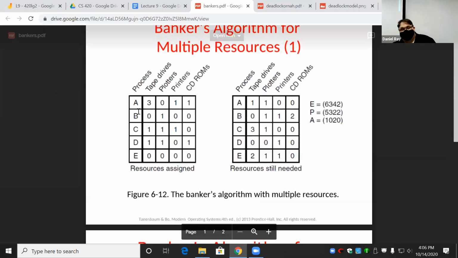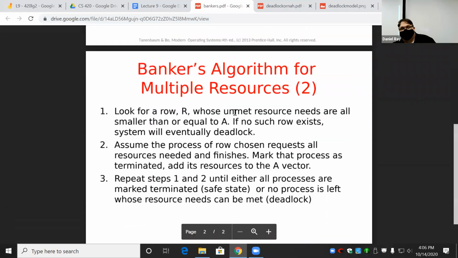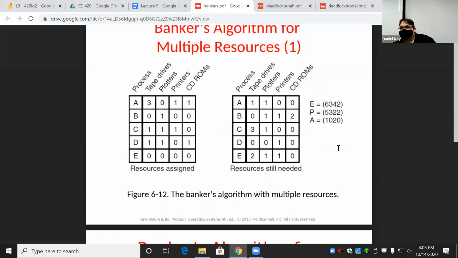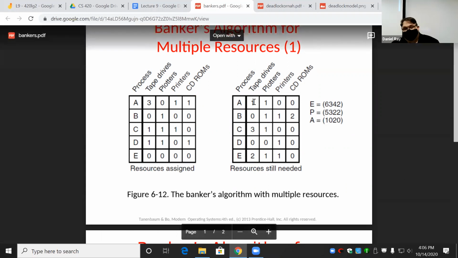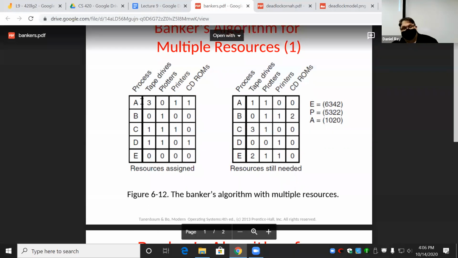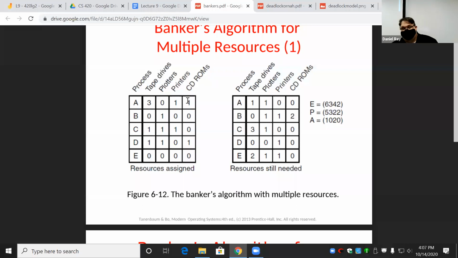So look for a row in this matrix whose unmet resource needs are all smaller than or equal to over here, or rather here, A. Okay? In other words, can I find a process where I have enough unclaimed resources that I can fill in this guy? Okay? A currently has 3, 1, and 1. Can I give it 1, 1, 0, 0?